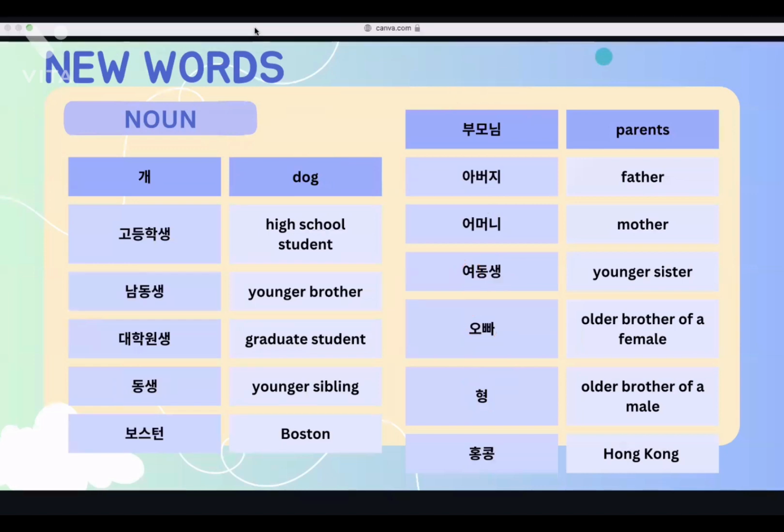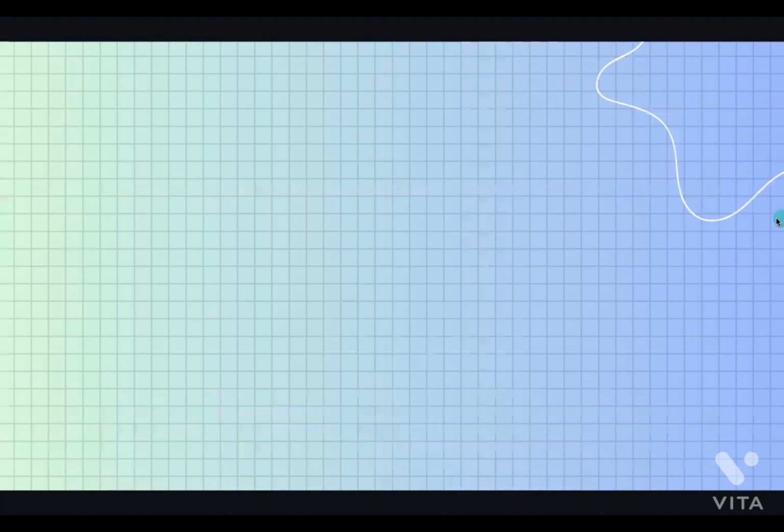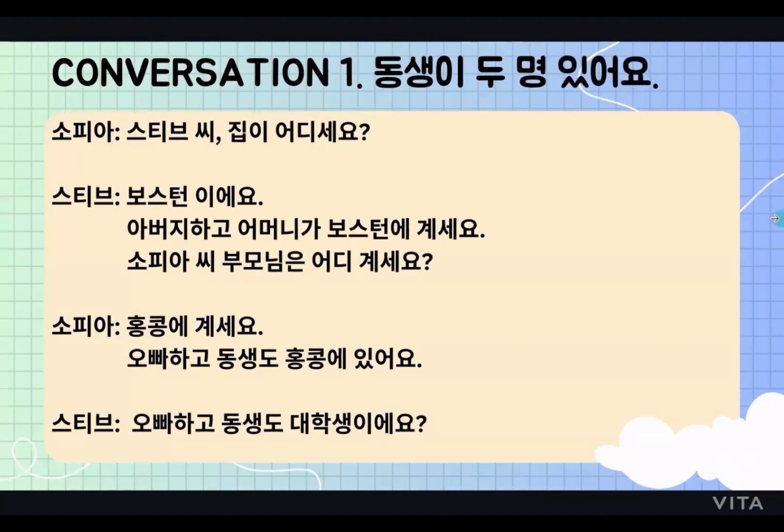All right, then let's go to our conversation part. So, today's conversation one is 동생이 2명 있어요. 자, what does 동생 mean? We already learned about it, 그쵸? 동생 means younger sibling, 그쵸? Then 2명 있어요. 자, this is a very important point, 2명, because today we're going to learn how to use the proper noun counter. So 2명 means 2. So I have 2 younger siblings, 그쵸? We don't know yet whether they are younger brothers or younger sisters. All right. 자, then let's listen first.